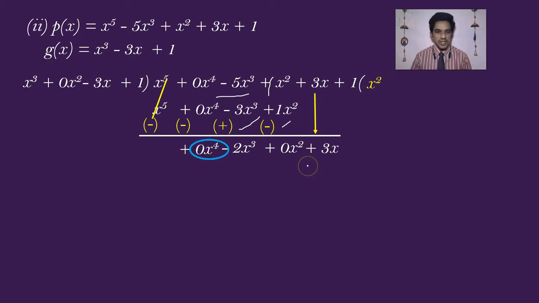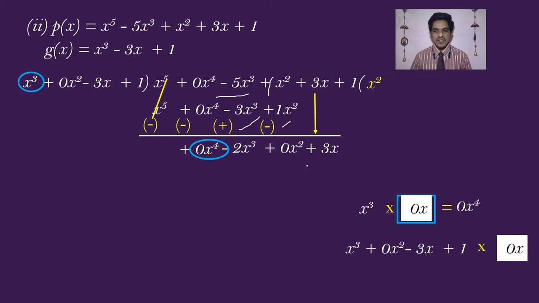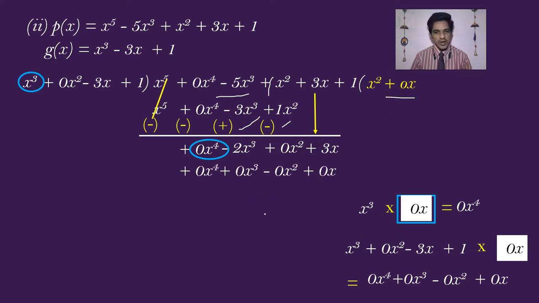Let us compare the first term 0 x power 4 with x cube. By what do we multiply x cube to get 0 x power 4? You have to multiply with 0. If we want to include the variable too, you have to multiply with 0x. Just as with non-zero values, I am doing the same with 0. So let us multiply the divisor with 0x. Actually all become zeros. So 0 x power 4, 0 x cube, 0 x square, 0 x. So let us write the 0 x in the quotient part and write 0 x power 4, 0 x cube, 0 x square and 0 x in the dividend part.